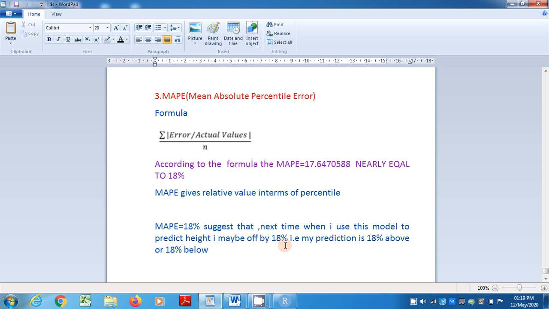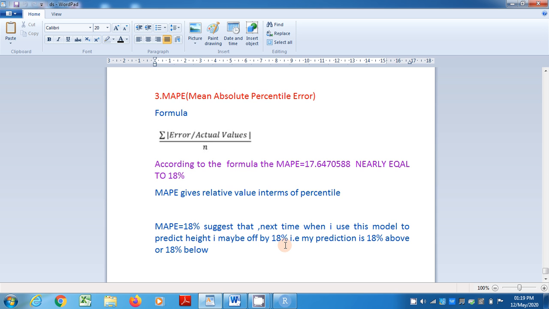So that was beautiful, right? If I get 118%, my prediction is correct, so that is good. Otherwise, 18% below means 82% of my model's predictions are true, right? That is also beautiful.